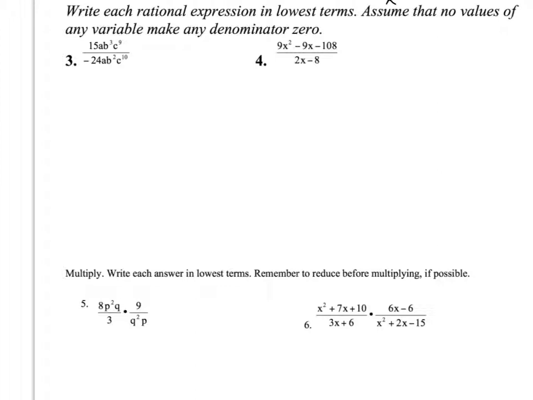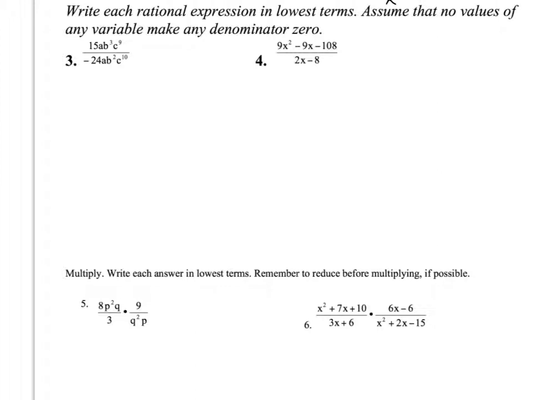Now number 3 is what we would call a monomial expression. There are no addition or subtraction signs anywhere. All of the numerator is simply factors being multiplied together. Same is true for the denominator. When that occurs, we simply look for common factors and reduce down.